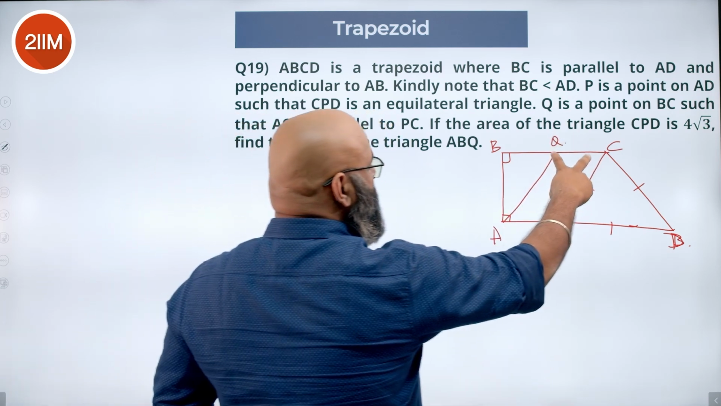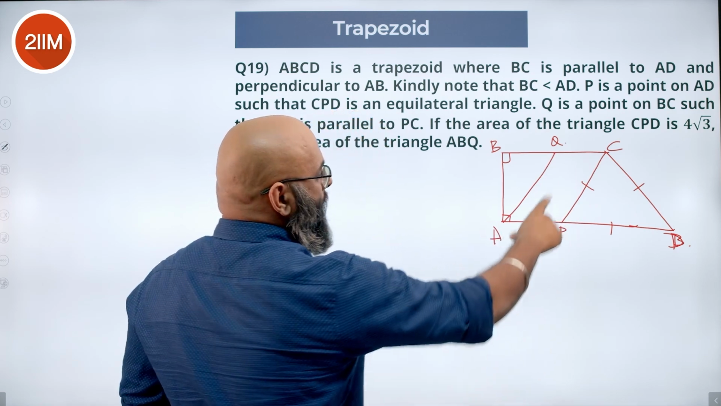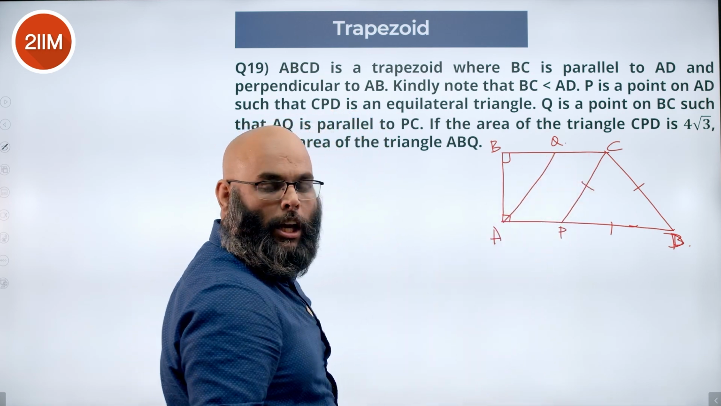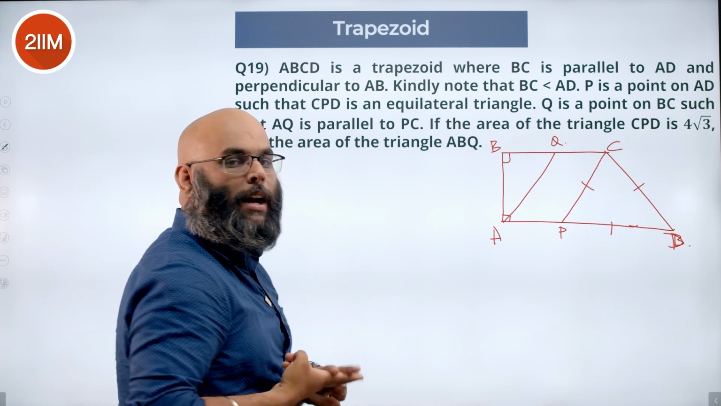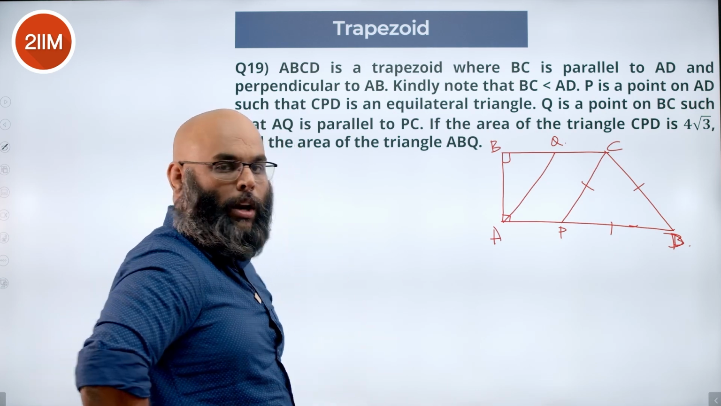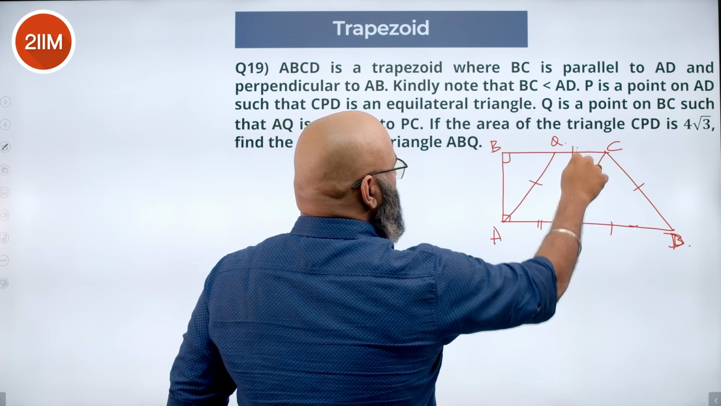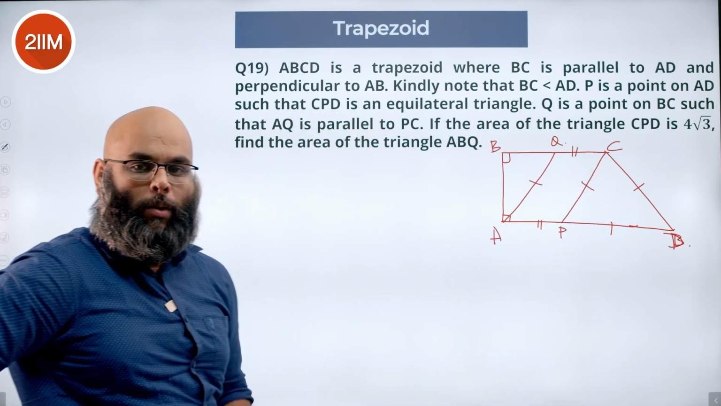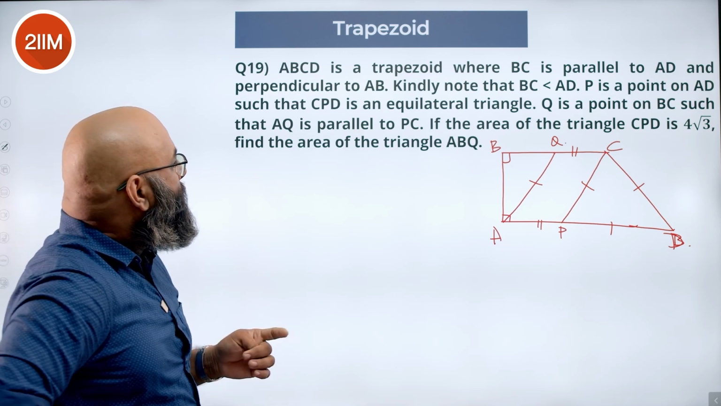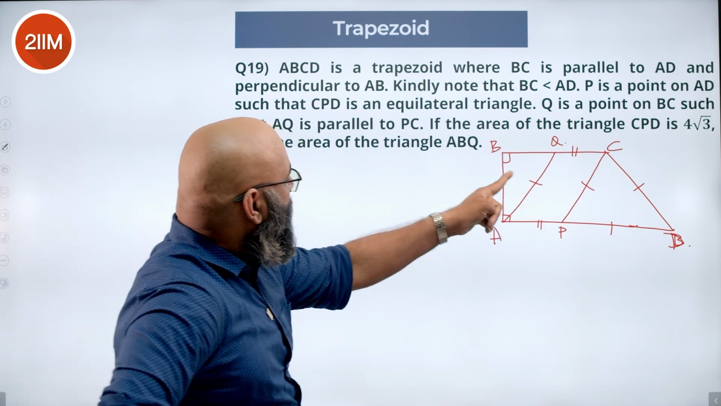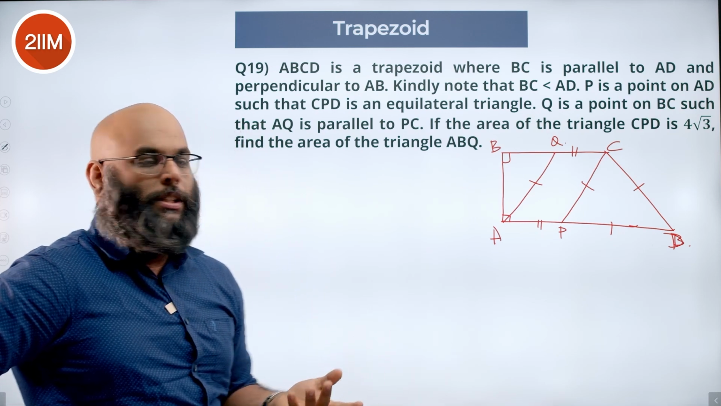Now if QC is parallel to AP and AQ is parallel to PC, we clearly know that's a parallelogram. Two sets of parallel lines intersecting. So it's a parallelogram. Automatically the opposite sides are equal. So CP and AQ, they both are equal in length. Now we know that. The area of this triangle is given. They are asking you the area of this triangle, which is easy.